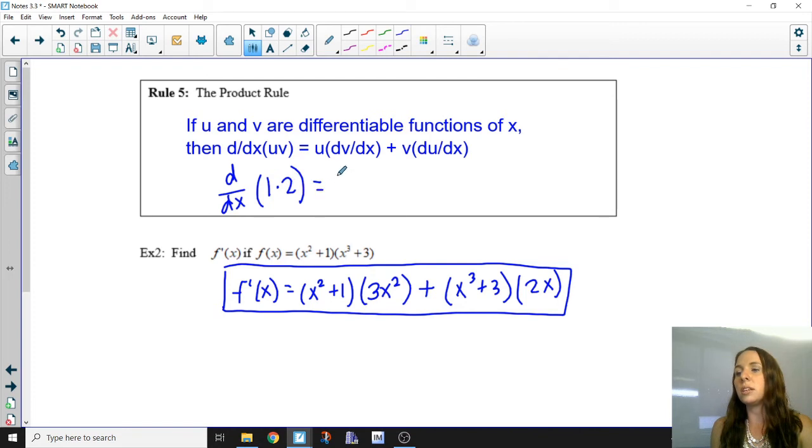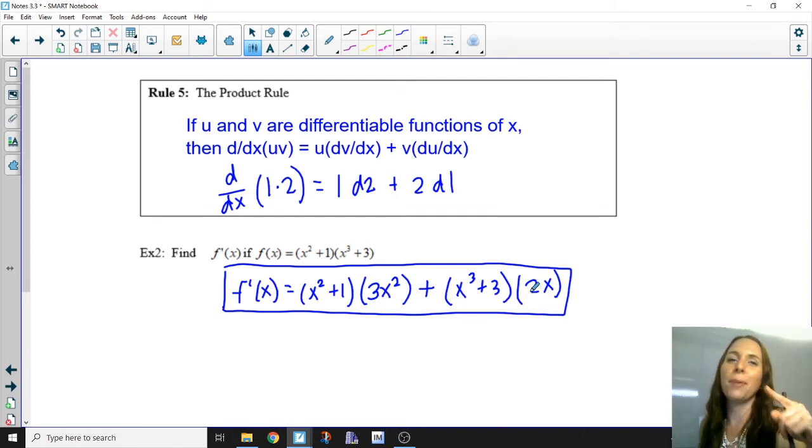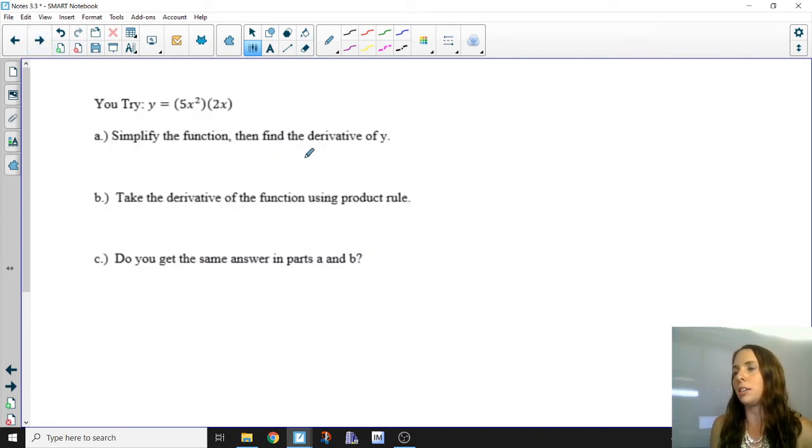He said what it is is 1 d2. That means first times the derivative of the second, plus 2 d1, second times the derivative of the first. And if you say it quickly, 1 d2 plus 2 d1 has a ring to it, right? And it makes sense. 1 d2 plus 2 d1. You might not appreciate this little saying right now, but I promise you, when I start to say it over and over again this year, you are going to appreciate it.